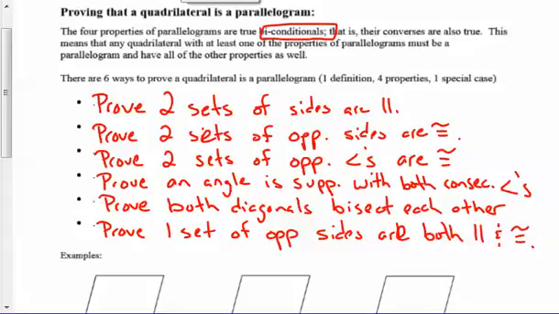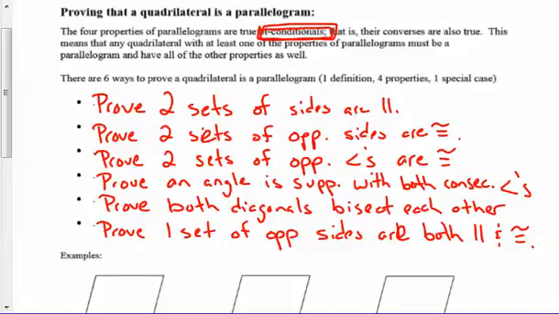Okay, so in this video, we're looking at proving that quadrilaterals are parallelograms. Last class, we learned about if a quadrilateral was a parallelogram. I told you about the four properties, things that you knew if you knew it was a parallelogram. Now we're working backwards. We're looking at the biconditional, right?